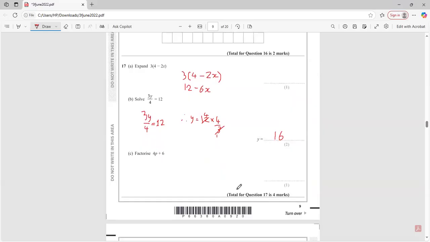Finally, they said we should factorize 4p plus 6. What I see that's common between the two of them, because that's what factorizing just means, is to bring out what's common, the highest common factor that's there. So to factorize 4 and 6, we're simply going to bring out 2. That will leave me with 2p, which is how I'm going to get 4 back there, and then plus 3.